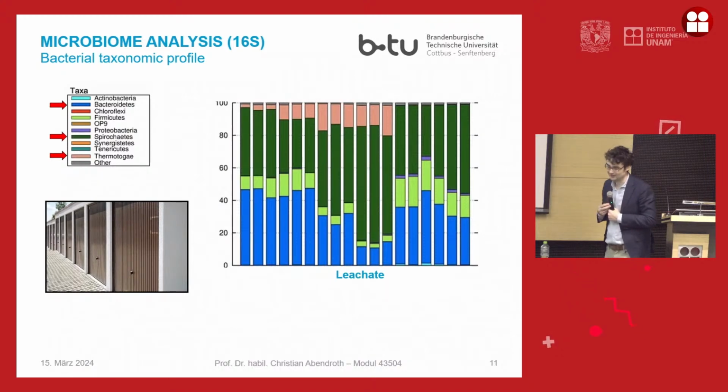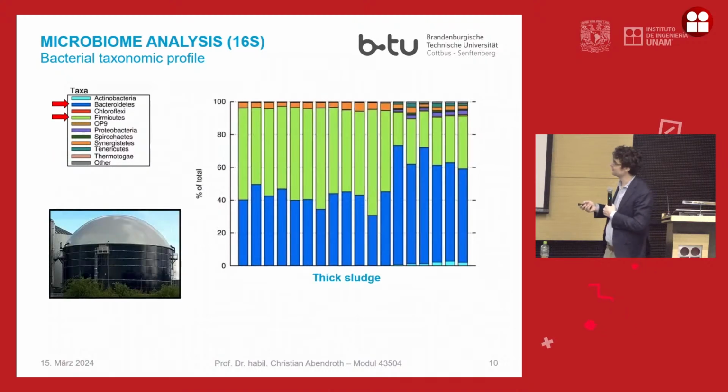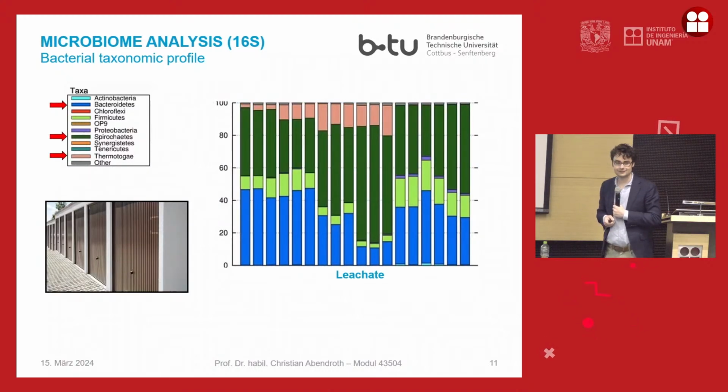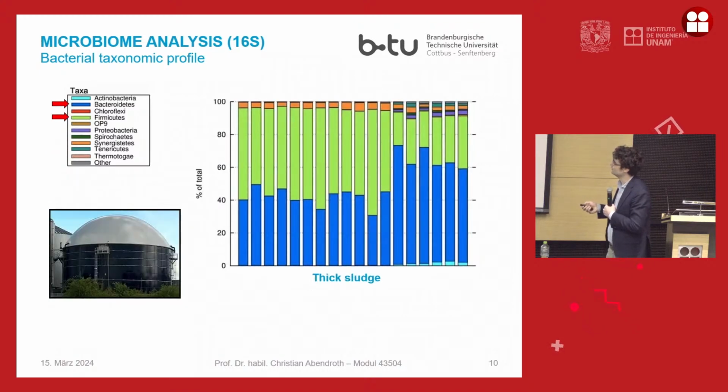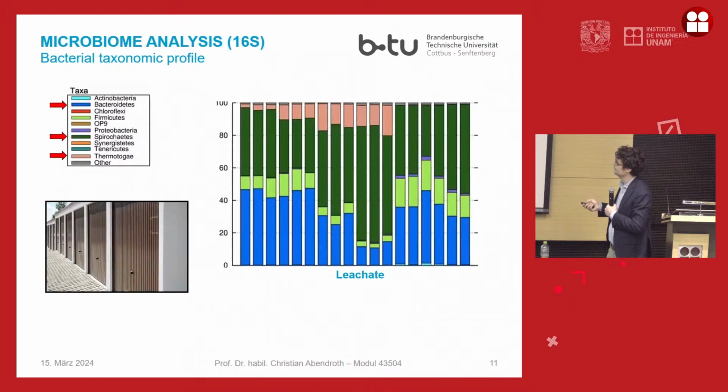Okay, here's the next one. This is now the scheme or the chart for the garage reactors. This was interesting. It looks quite different, right? So we also have the blue ones, the Bacteroidetes. We also have the Firmicutes, but not so many anymore. Here we have some Thermotoga. And we have a lot of Spirochetes.